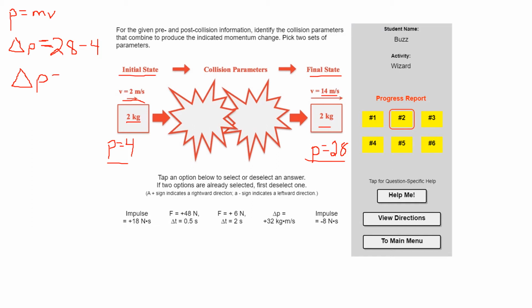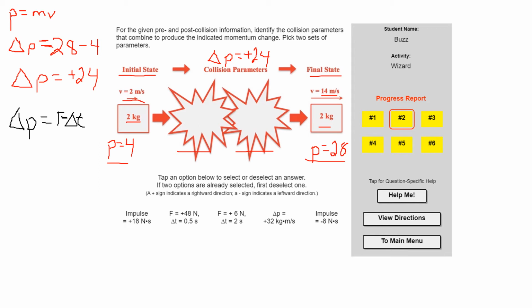So P equals positive 24. So I need not just P, the delta P. The delta P here. That means the sum of these two things has to equal positive 24. All right, so delta P is the change in momentum. We cannot forget that delta P has an equation that we just saw, which is F times delta T.